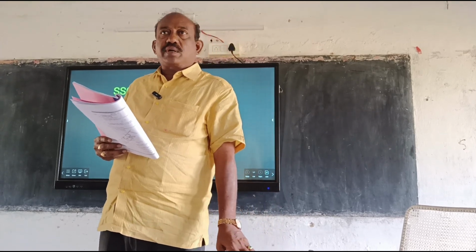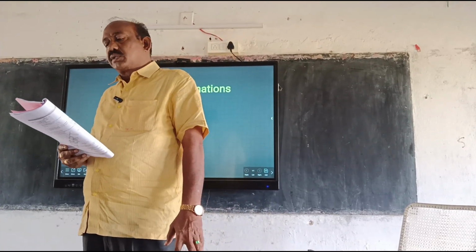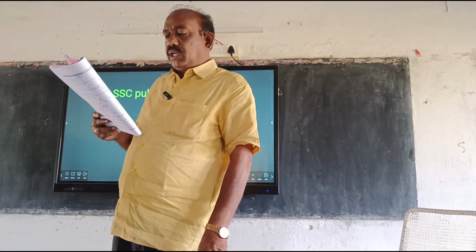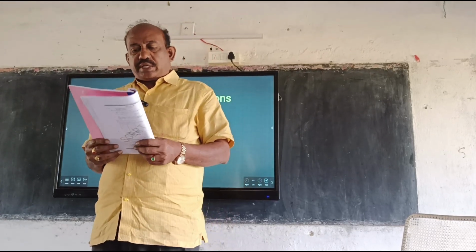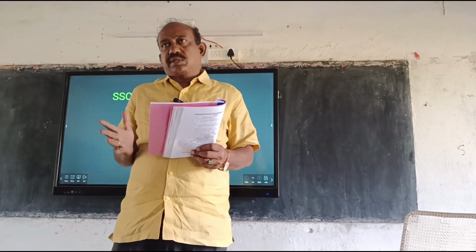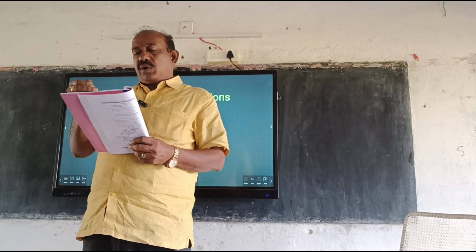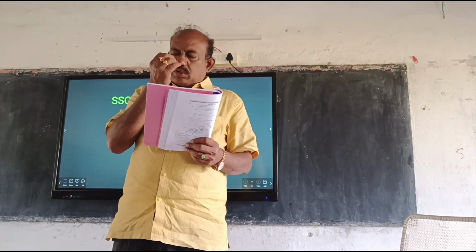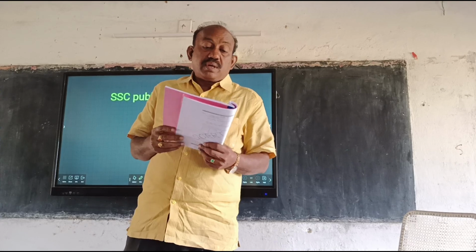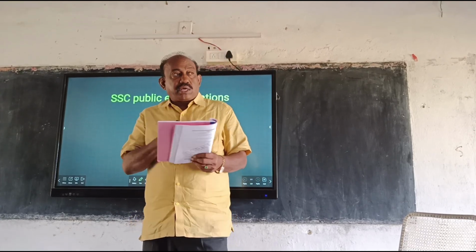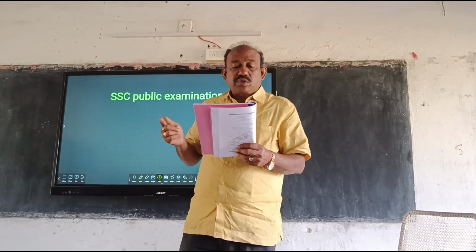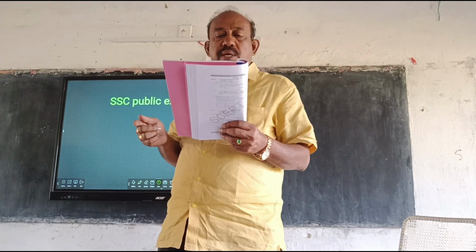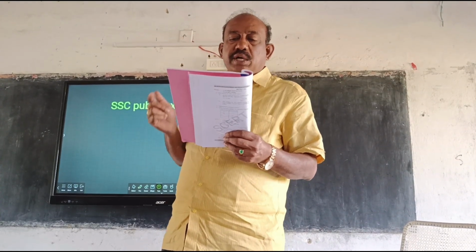There is no choice for 1 mark questions. How many questions are given in this section? 8 questions are given. Now, some important questions and expected questions are given in the paper. So, what is given here? We will see now. First question is, why do we apply paint on iron articles?